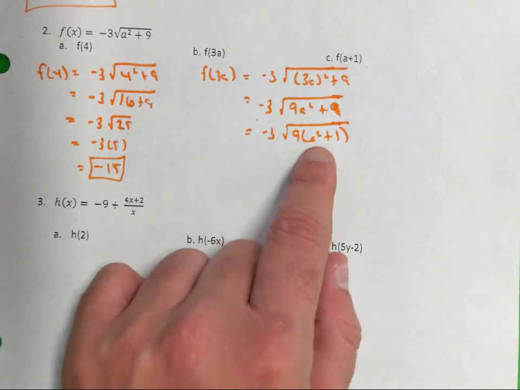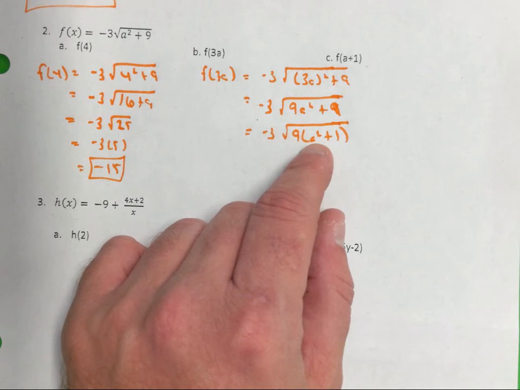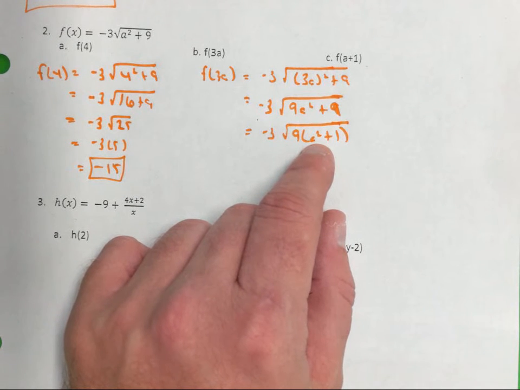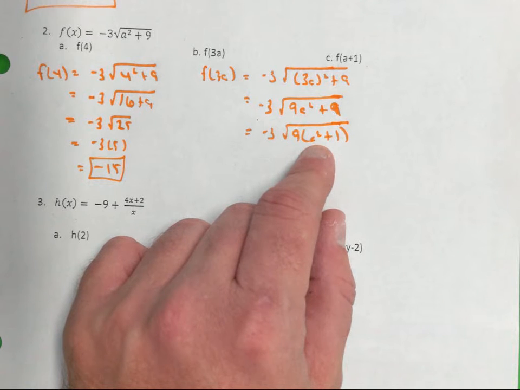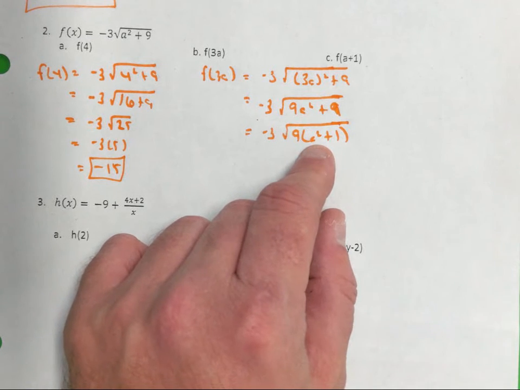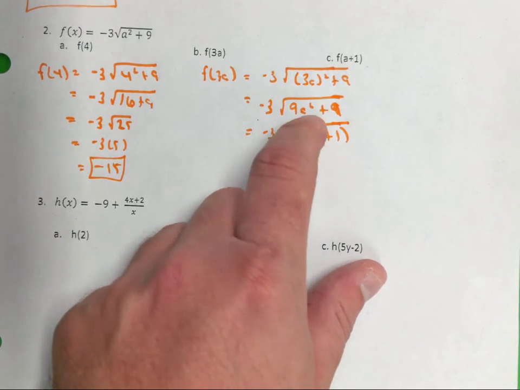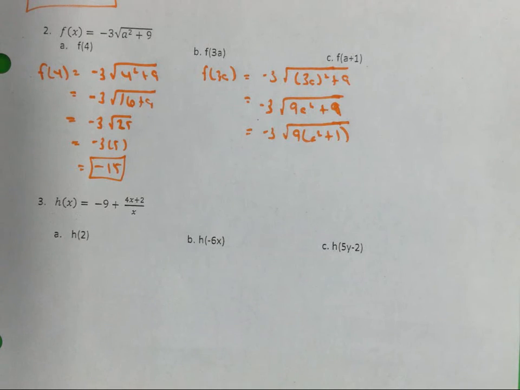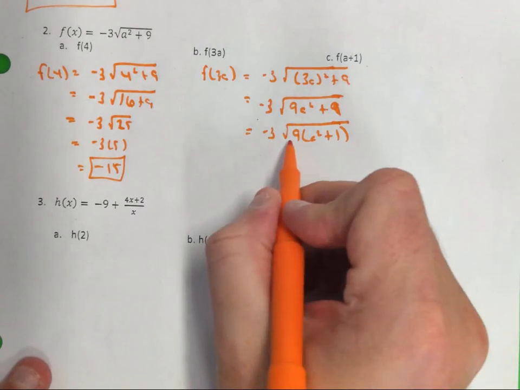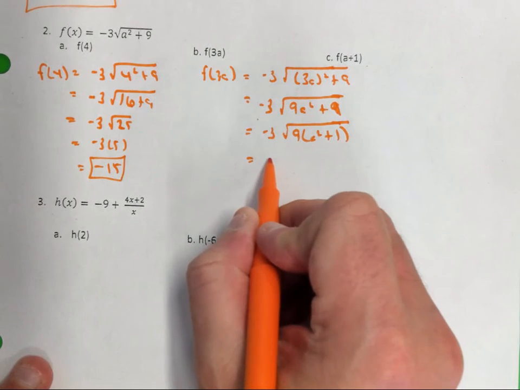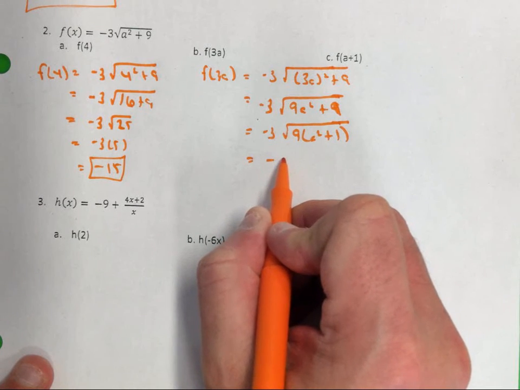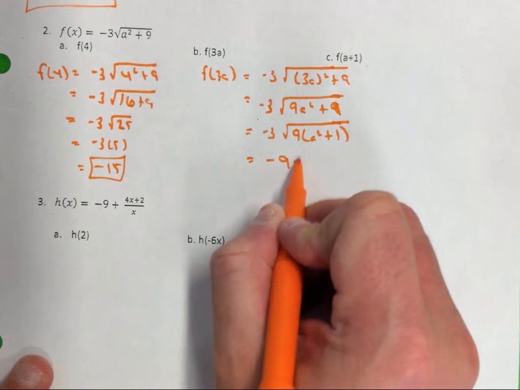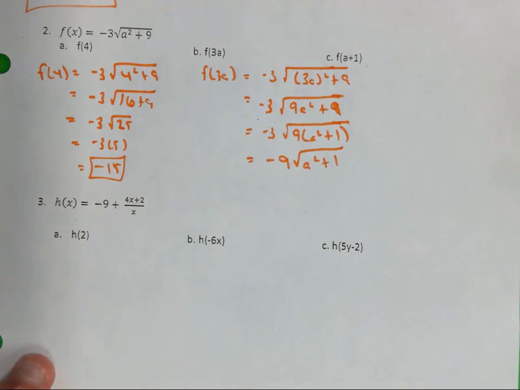You can't take the square root of that a squared because it's connected to that plus 1, okay? But once you take that 9 out, you can take the square root of that. Does that make sense? Right now you can't do that because those two things are connected by a plus. But when you take that 9 out, what's the square root of 9? 3 times negative 3, negative 3 times 3, that would be your answer there, okay?